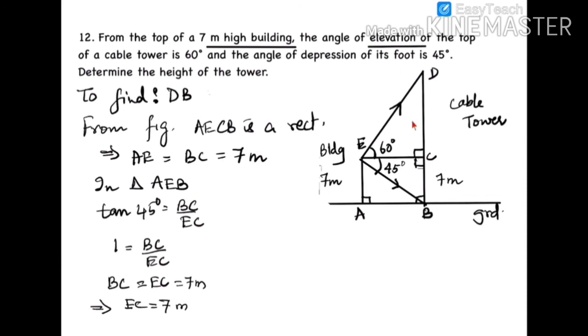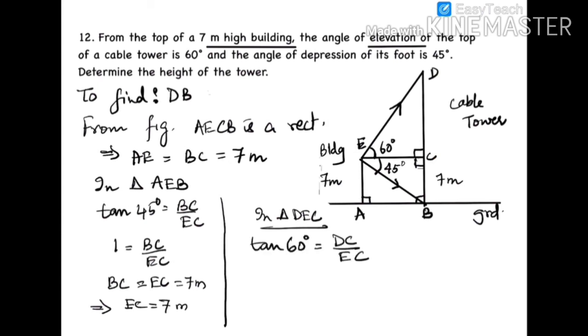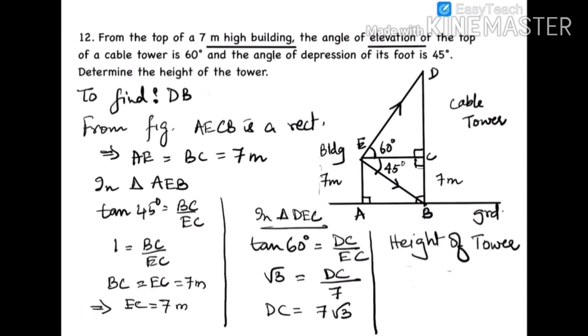Now let's consider the other triangle, that is triangle DEC. DC is the opposite side to 60 degrees and EC is the adjacent side. So the ratio DC upon EC will be tan of 60 degrees. Now substituting tan 60 as root 3 and EC as 7 meters, we get DC equal to 7 times root 3.